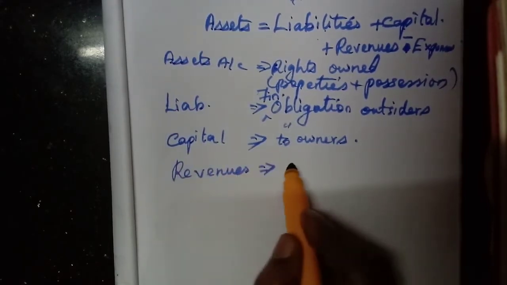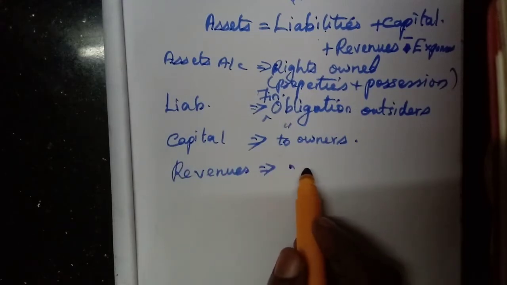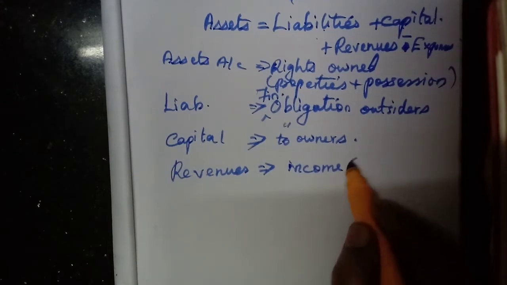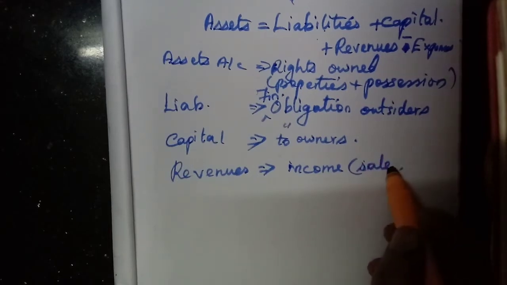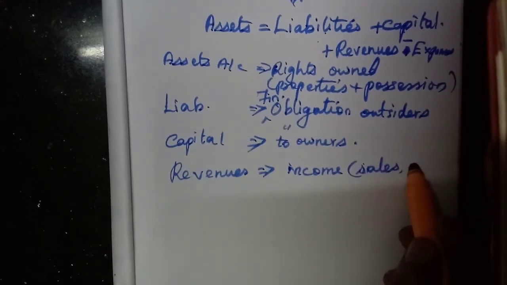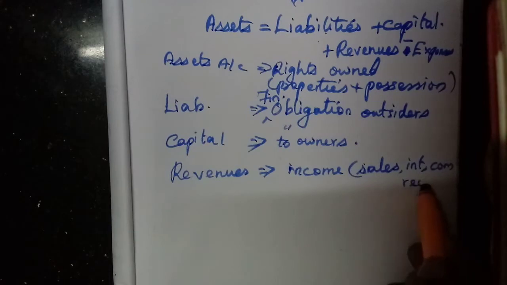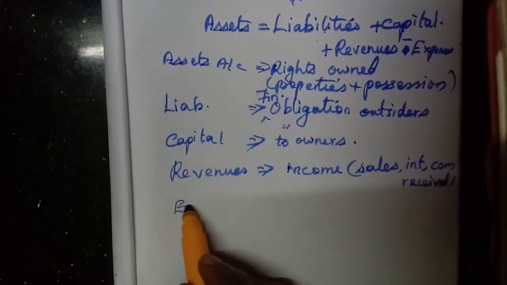What are the revenues? All the revenue of the enterprise. Maybe the income, the other word we can say, the income of the business. Maybe the sale of goods, sales. Then all the other revenue, interest received, commission received, everything received. They are income. Then what are expenses?